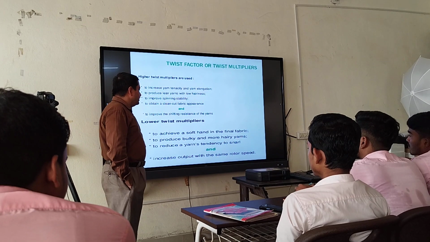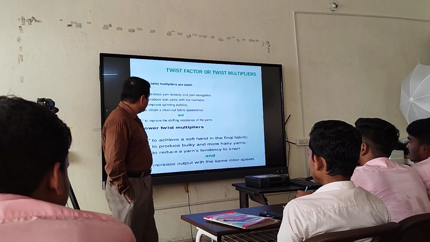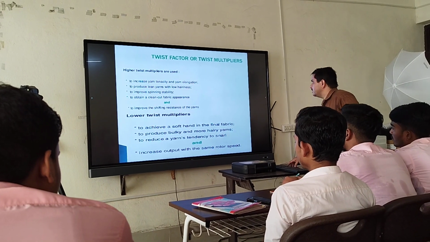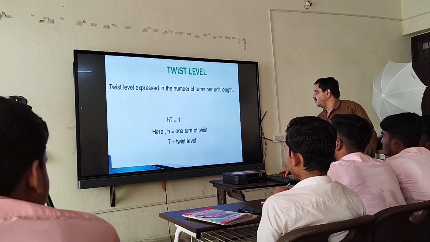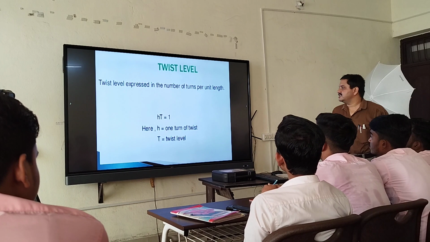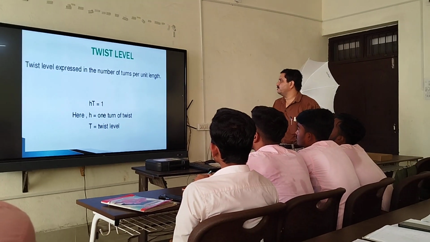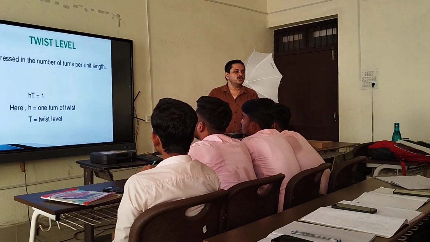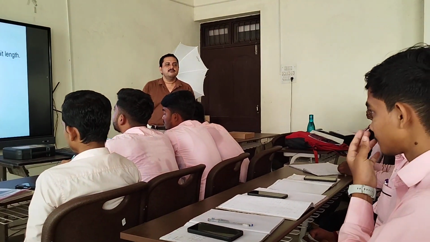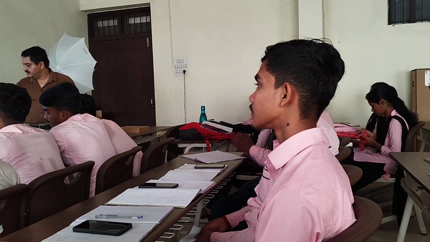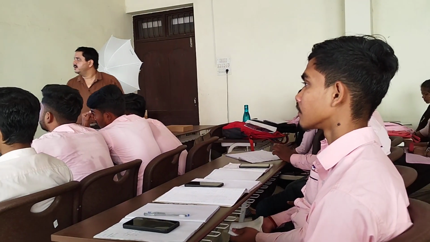Increase output with the same rotor speed, which we are not discussing here. So these are all about twist factor. Now twist level: twist level is expressed as the number of turns per unit length. I think this is not new to you.